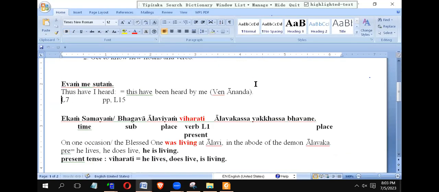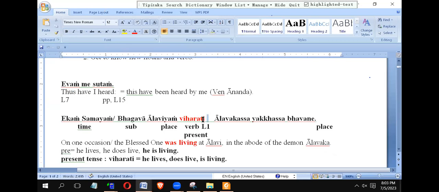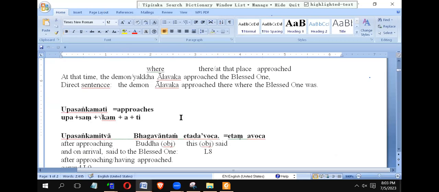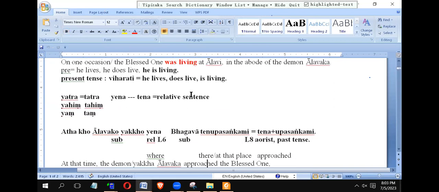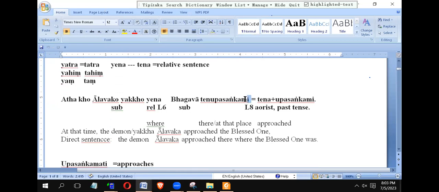Okay, now on this sutta, we already identified this is the present tense, right? So I highlighted it. Now since today we are learning this, we have this, okay? You can see this one, Aorist, past tense. This is third person singular. Exactly like what we learned today, the suffix is the i here. You don't put the a here. Okay, there's no a.